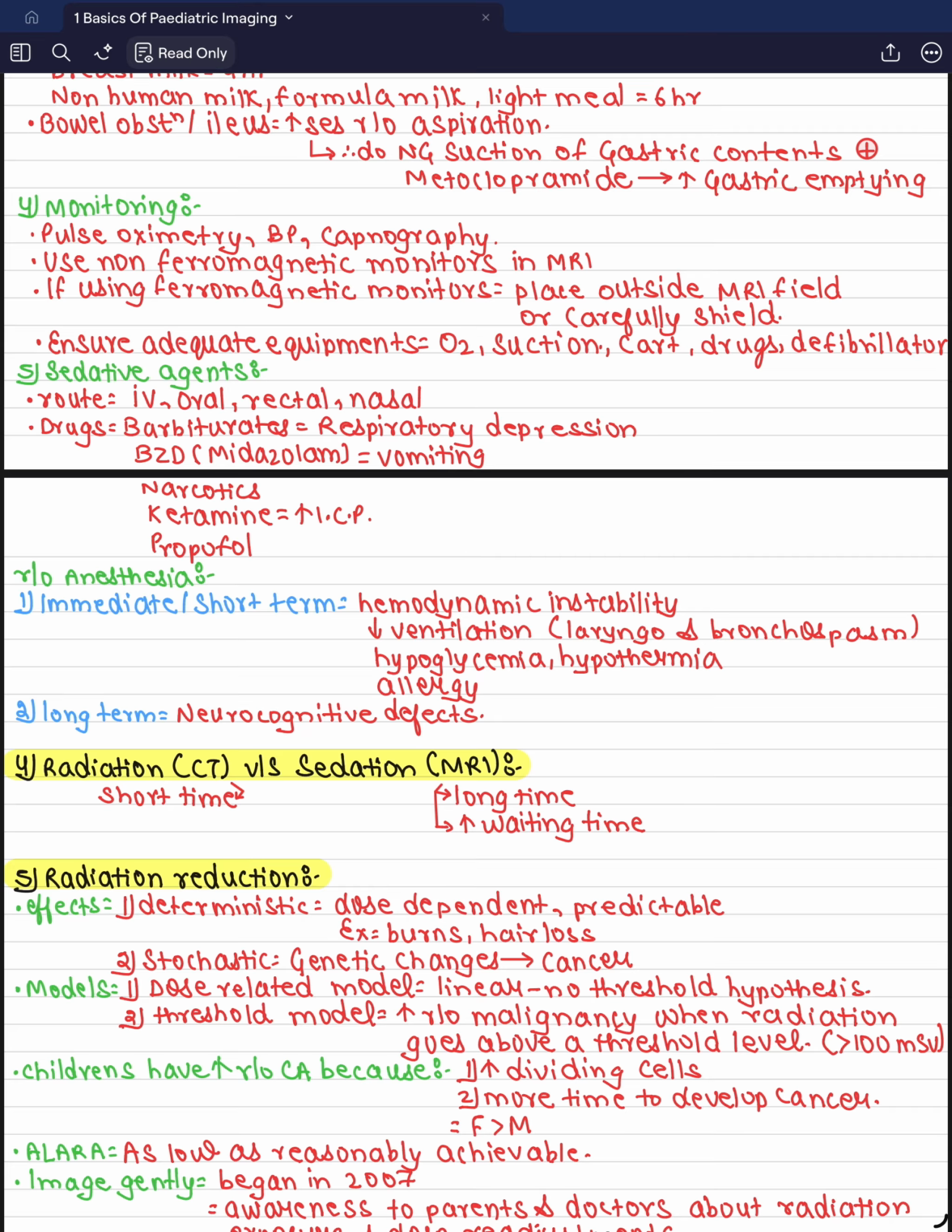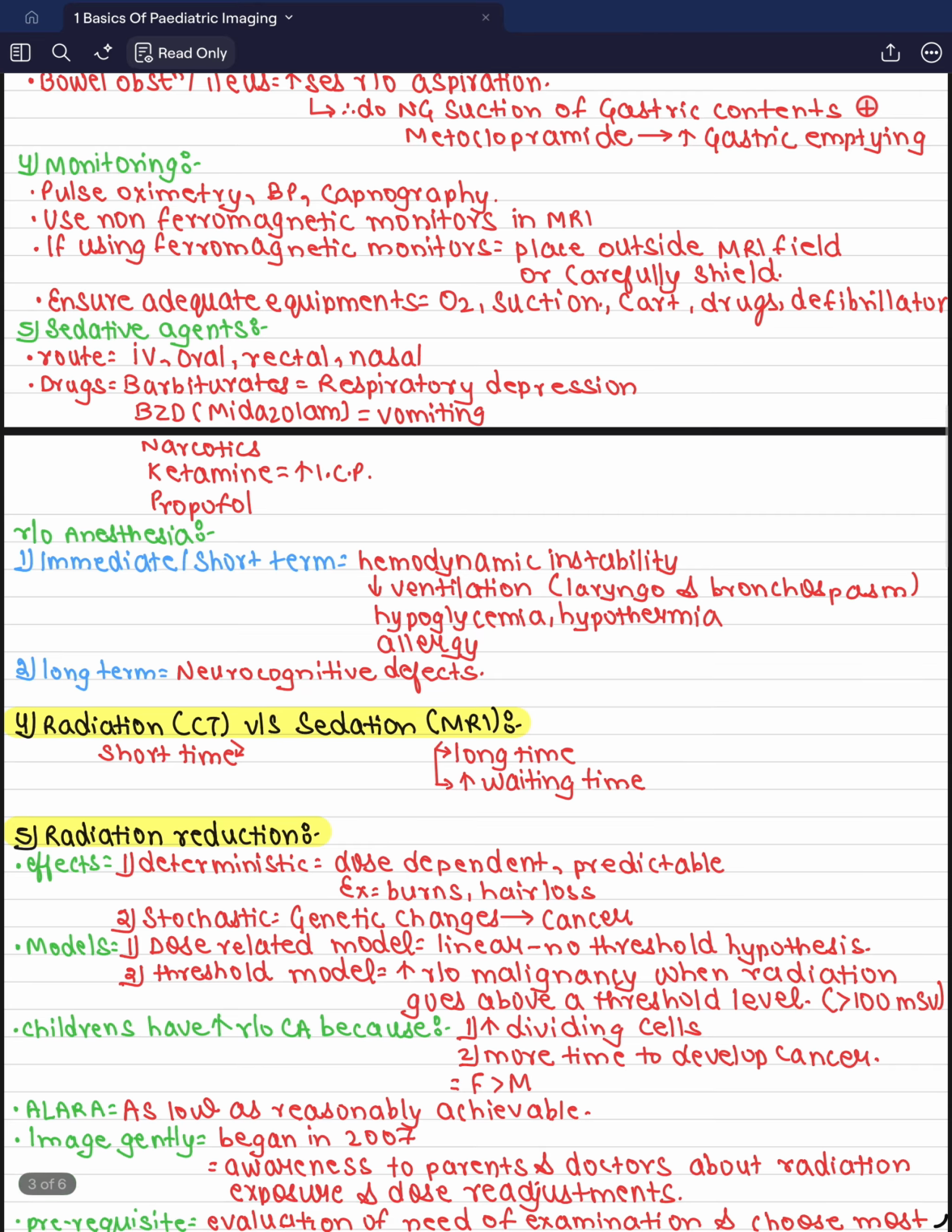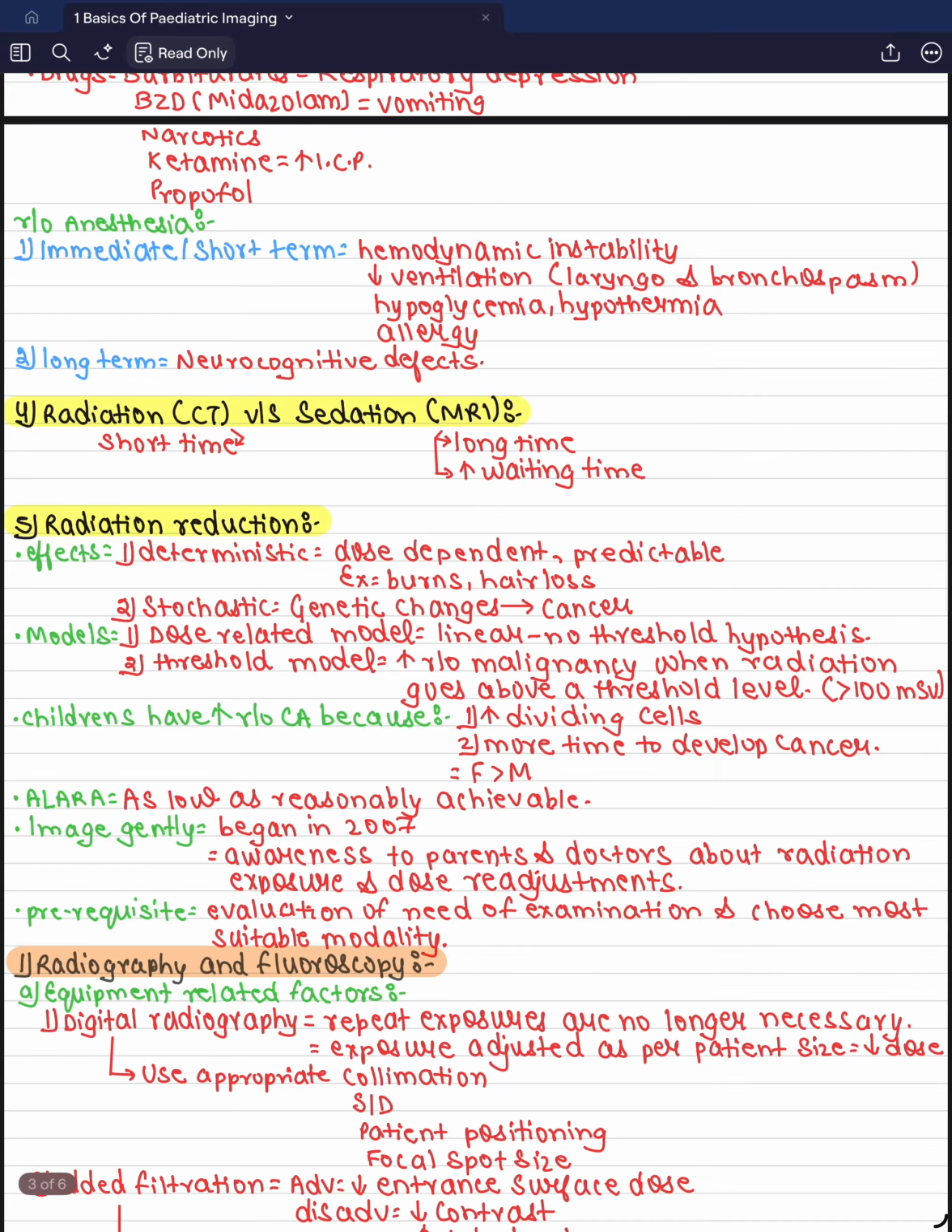Next, you also have to know about the risks of anesthesia. So what are the risks of anesthesia? We have divided them into two categories. First is immediate or short term. So short term, what can happen during anesthesia? There can be hemodynamic instability, that means BP may reduce, or oxygen may reduce, that means less ventilation, which can happen during laryngospasm or bronchospasm. Similarly, because the child is nil per oral, he may have hypoglycemia, he may have hypothermia, and allergy to contrast.